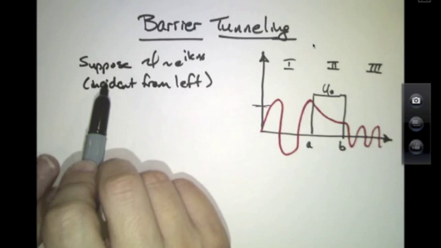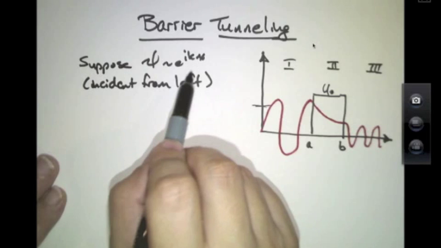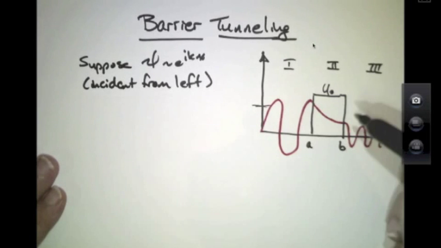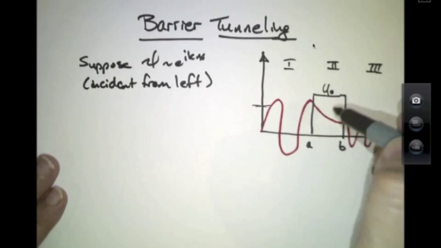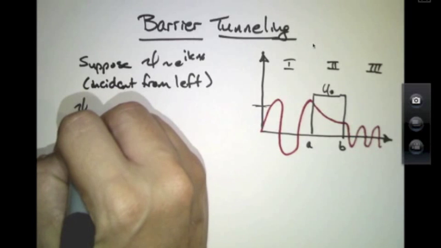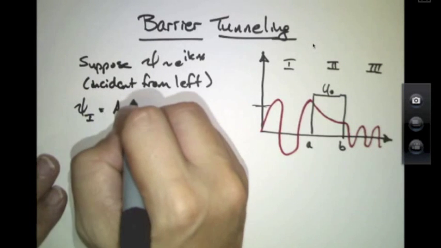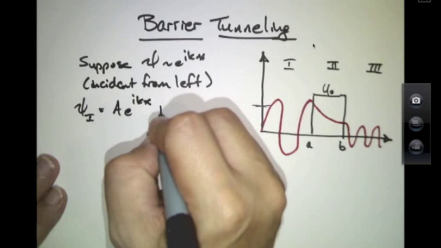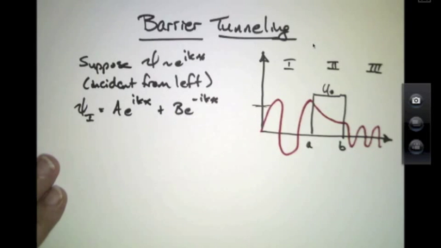To say a particle starts out on the left side means that there's going to be a wave function, a traveling wave that's going to look like e to the i kx moving to the right. Now in general, that's true, but there'll be something reflected back. So actually in region 1, I expect my wave function to look something like A e to the i kx plus B e to the minus i kx. This latter part being the reflected wave.